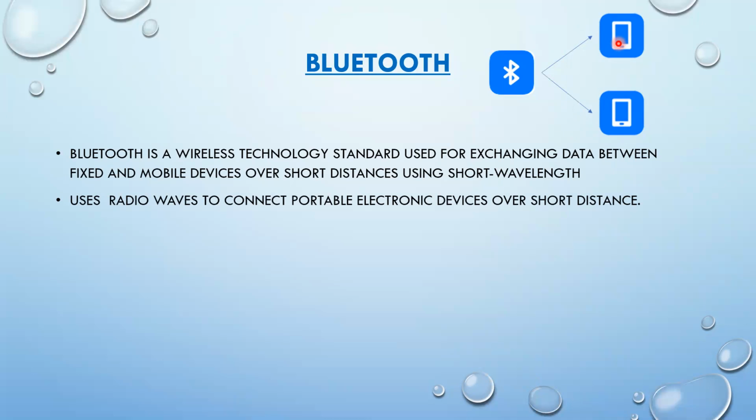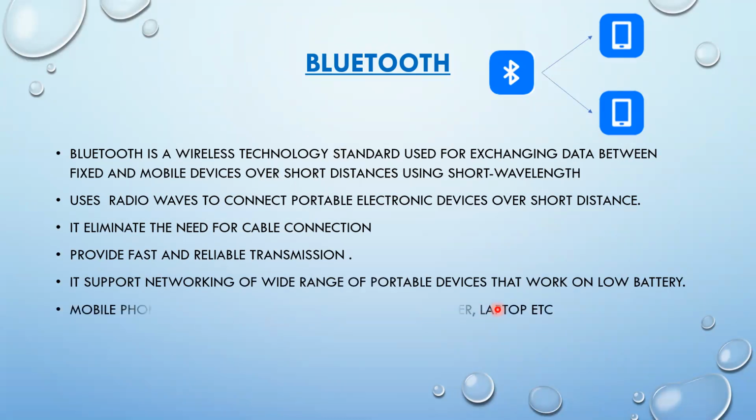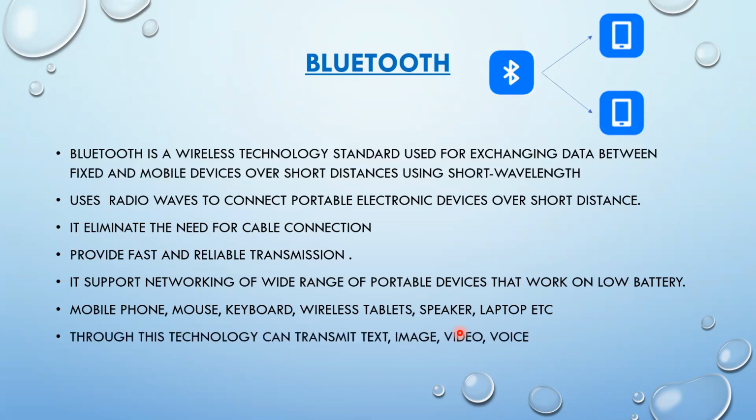Bluetooth technology uses radio waves to connect portable electronic devices over short distances. Mobiles are portable devices. It eliminates the need for cable connections and provides fast and reliable transmission. It supports networking of a wide range of portable devices that work on low battery. Mobile phone, mouse, keyboard, wireless tablet, speakers, laptop are examples where we can use this technology. Clear? Through this technology, we can transmit image, text, video, voice, anything.